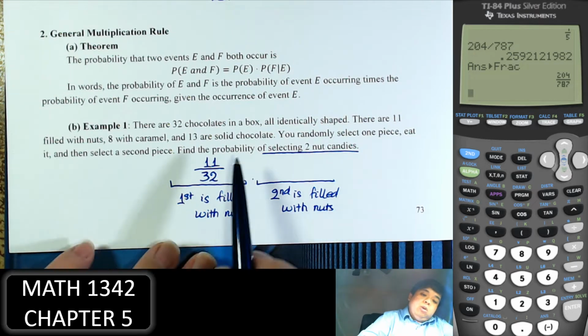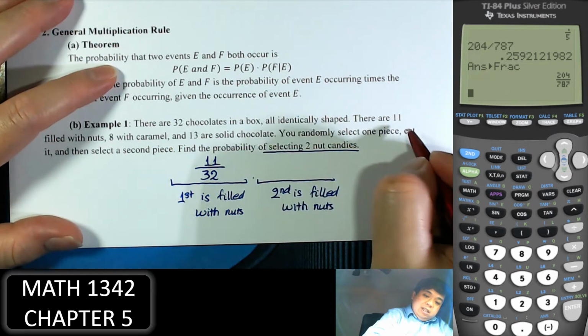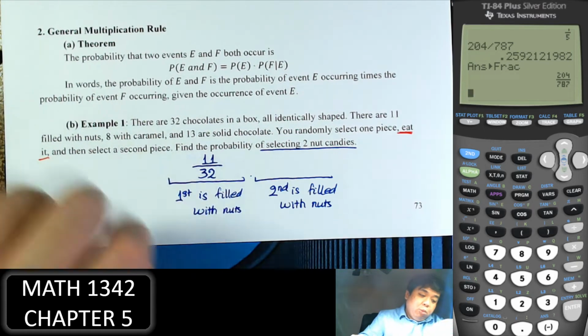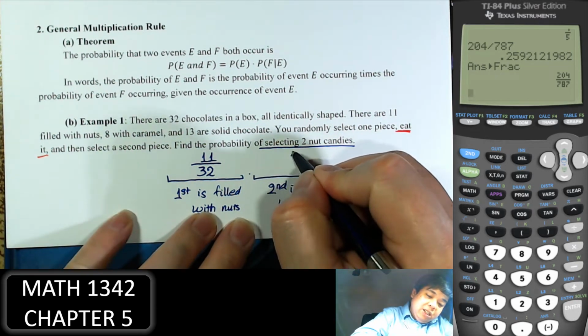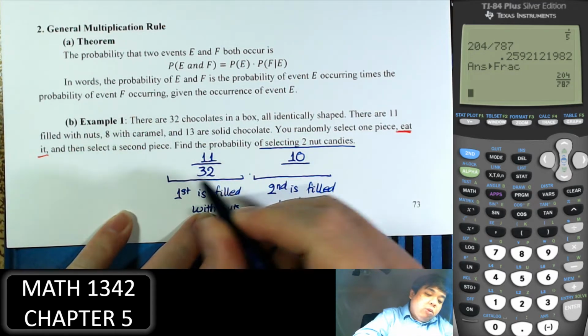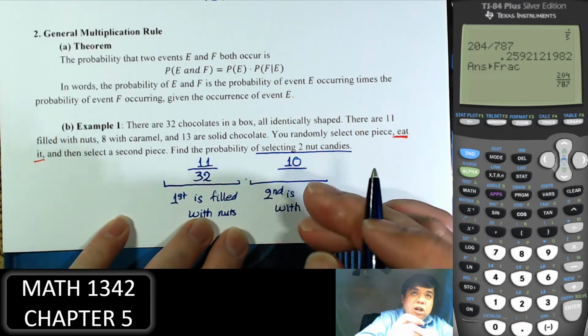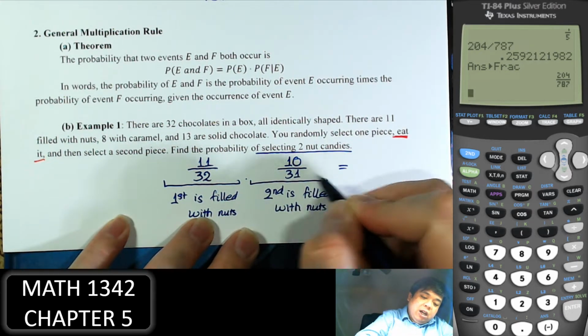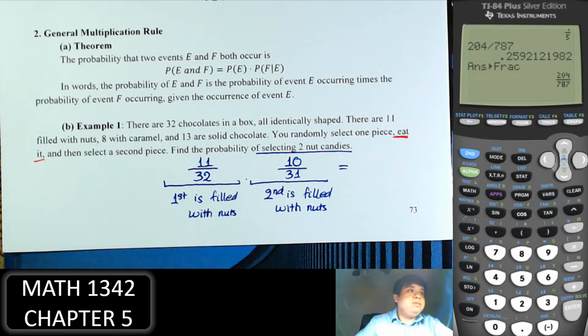Now, you select the first one, and then here's a keyword, edit. If you eat it, then there will be only 10 filled with nuts left. And the total, originally 32, each one of them, there's 31 left. So multiply this across, we have, put parentheses around this, 11 over 32 times 10 over 31.